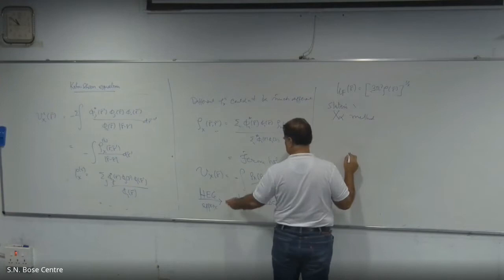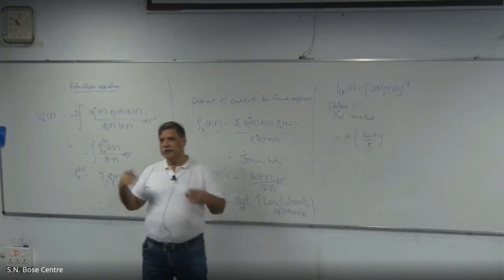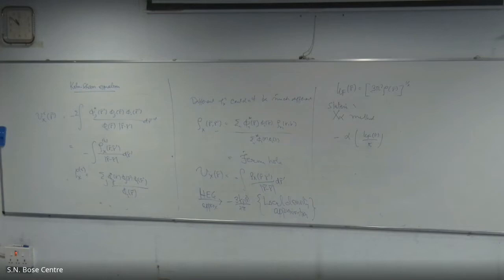So he said, instead of this 3/2, let's write this as minus alpha times k_F over π. Alpha becomes a parameter. Calculate the energy, and then vary the parameter until you reach the minimum. Okay? This is in the context of Hartree-Fock.